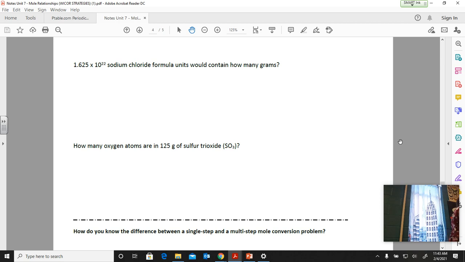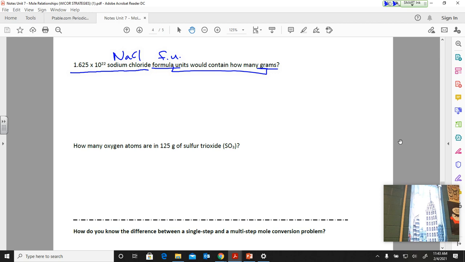Honestly, with moles, there is no way to begin other than to just begin. It is just a math problem. You start it like all the rest of them: I'm going to look at what is given. I was given 1.625 times 10 to the 22nd sodium chloride, and that is in formula units. So that's my unit, formula units, and I'm going to go from formula units to grams.